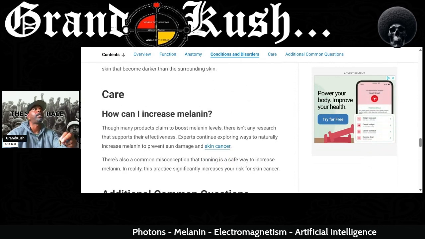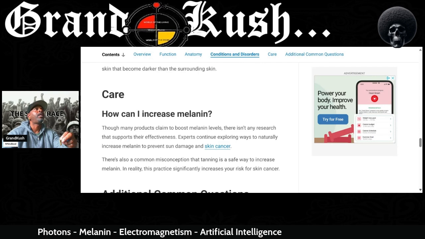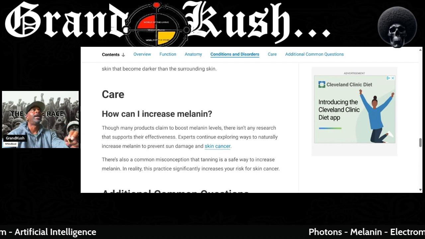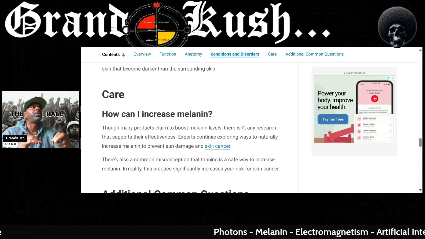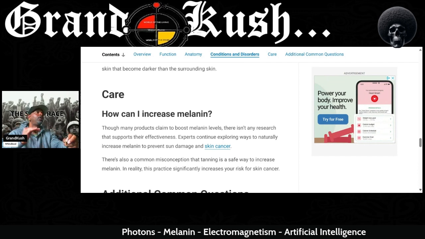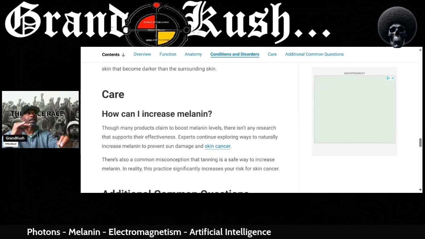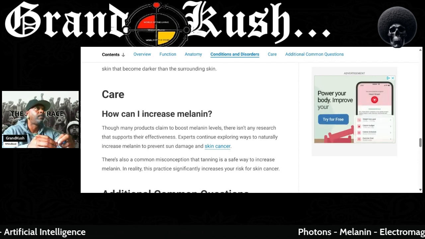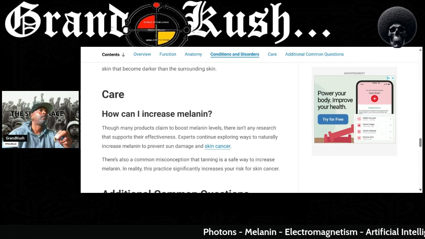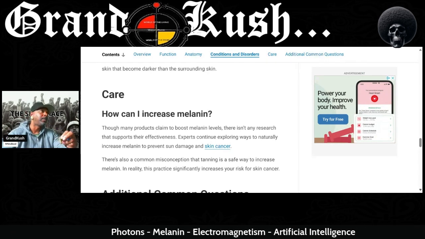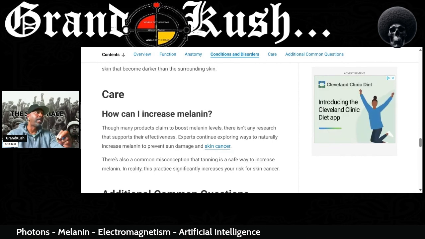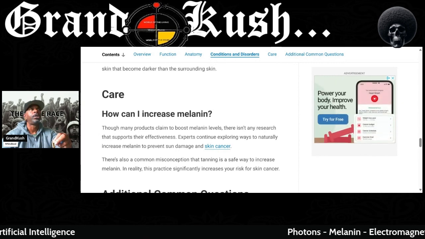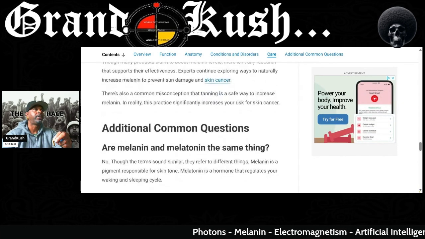How can I increase melanin? Though many products claim to boost melanin levels, there isn't any research that supports their effectiveness. Experts continue exploring ways to naturally increase melanin to prevent sun damage and skin cancer. Who was worried about this? There's also a common misconception that tanning is a safe way to increase melanin. In reality, this practice significantly increases your risk of skin cancer.